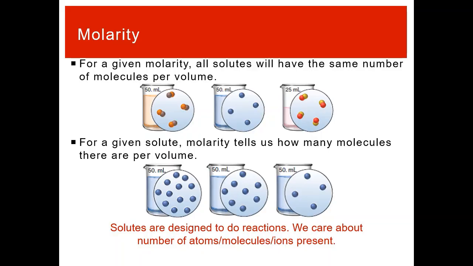So if, say, I have different solutes in this top row, I have this orange solute, this blue solute, and then a kind of pinkish solute. And we can see that in these cases, they have the same molarity. So it doesn't matter what the molecules of solute look like. For a given solution, there is the same number of molecules in that volume of solution because the molarities are all the same. Okay?